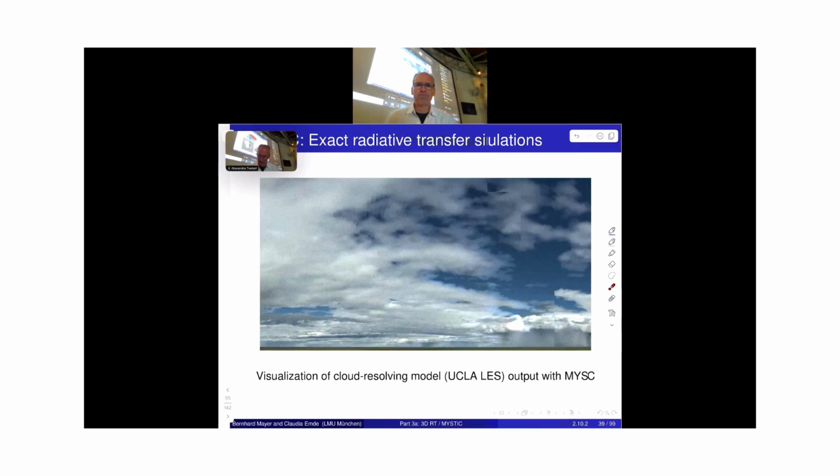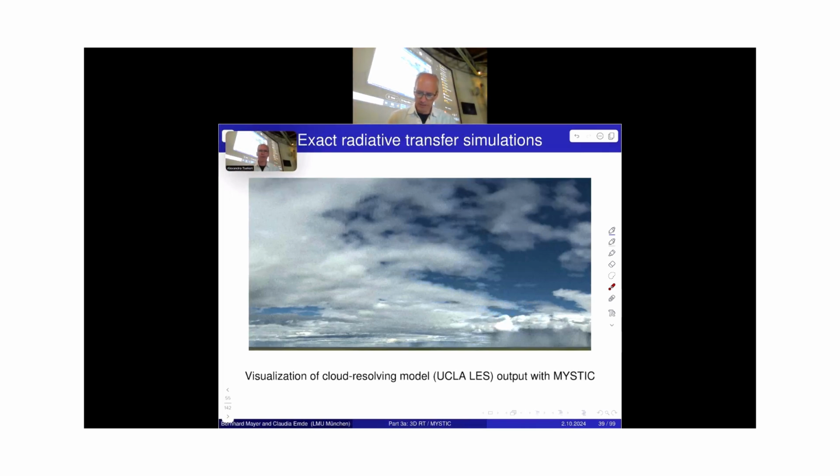Okay, and this is more realistic simulations. So we had a real high resolution cloud resolving model, which even produced some precipitation. So we see the clouds here seen from the ground. You see the ground, you see some precipitation. That's, by the way, also one of the nice things you can do with LibRadtran. You can actually calculate pictures. You can do that yourself.